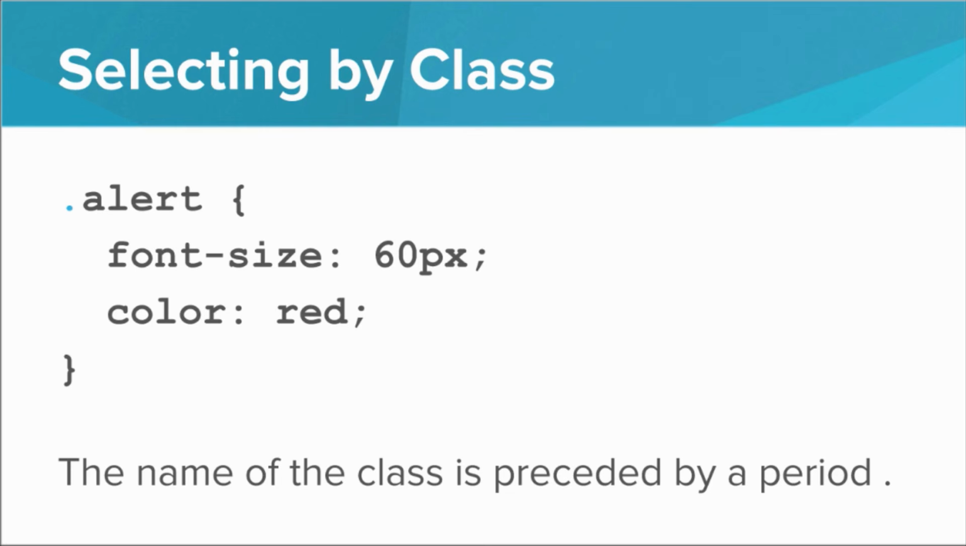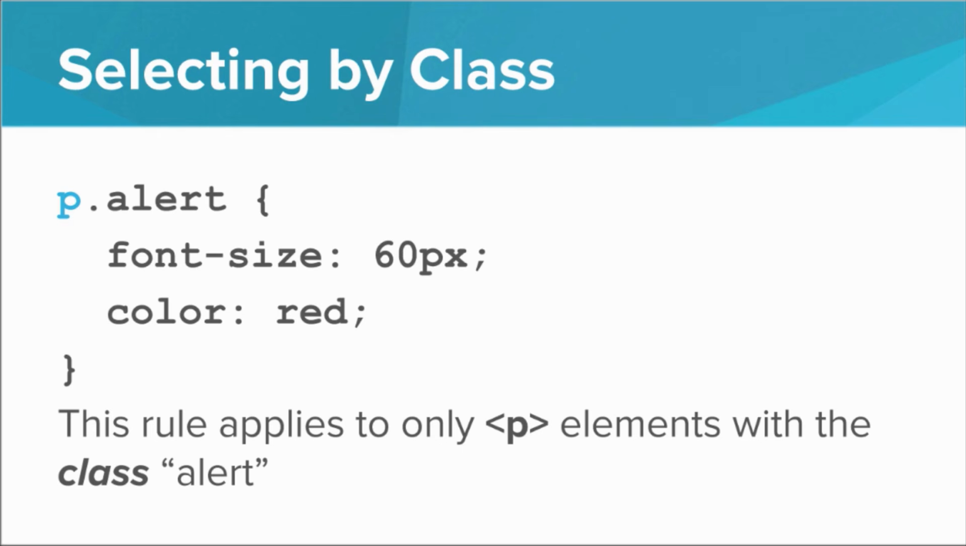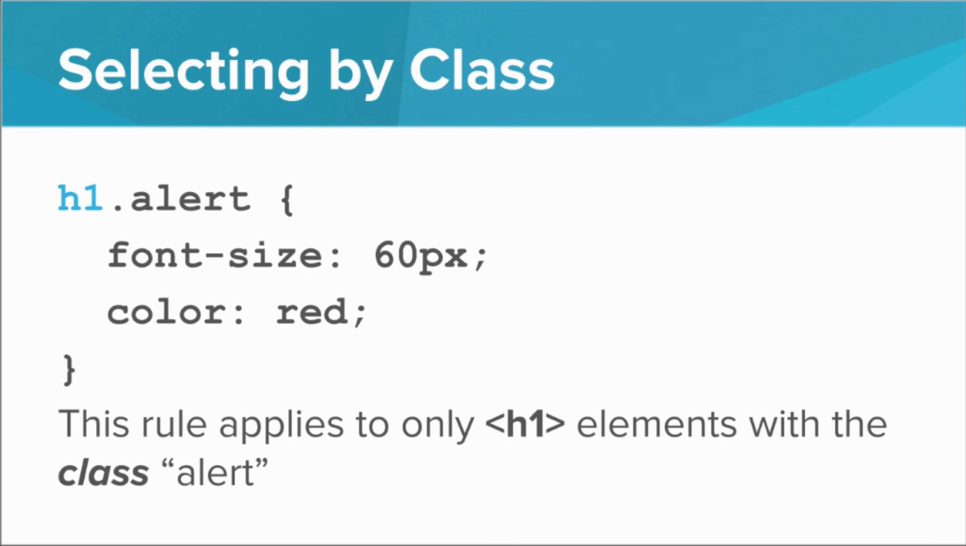Now say we wanted this rule to be a little bit more specific and not apply to every single element with the class alert. Let's say we only wanted it to apply to p tags with the class alert. If that was the case, then we can just add a p in front of the period, and now this rule only applies to p elements with the class alert. We can switch that out to h1, and now this only applies to h1 elements with the class alert. So this is how we can get more and more specific.